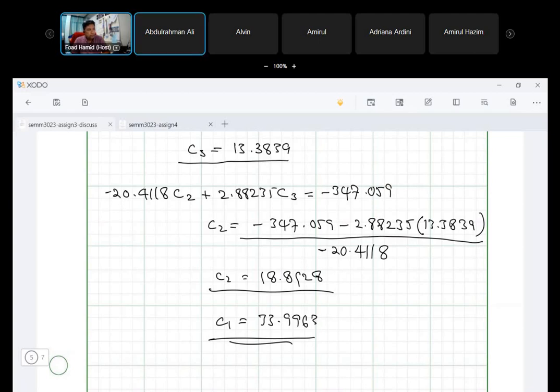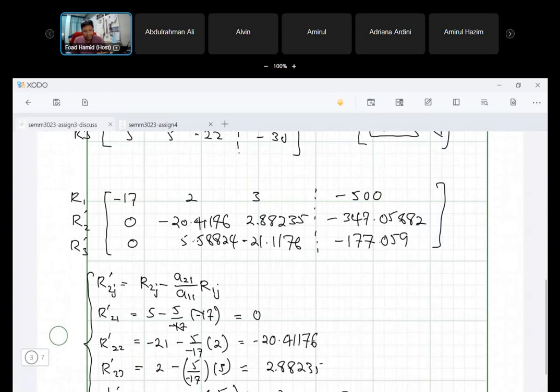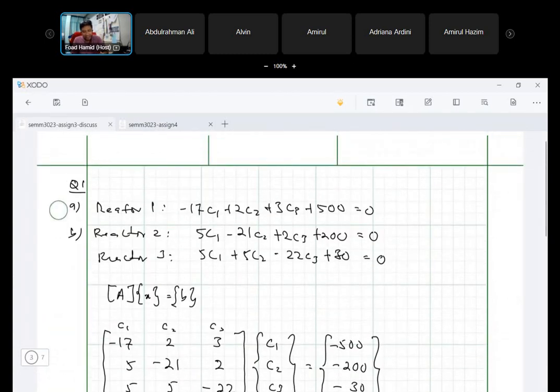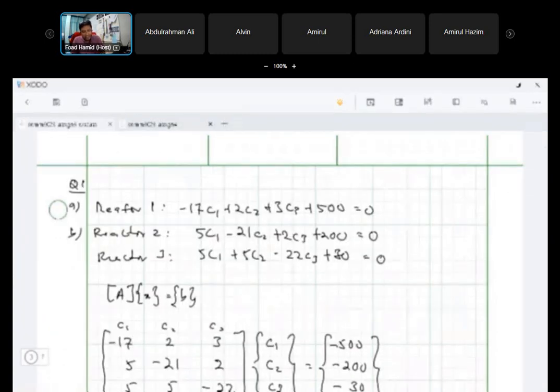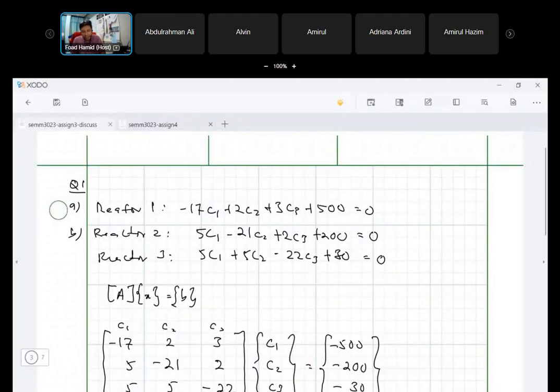I substituted in the first equation to check. Okay, so you can substitute the values that you have, C1, C2, C3, in any of the three original equations. You can just try the first equation right here, and it should give you 0, in this case 0, because this is already 500. So any one of these three, anyone.